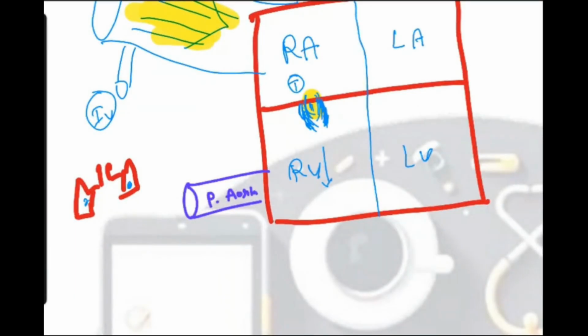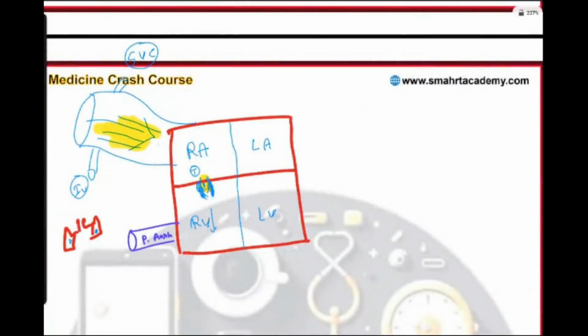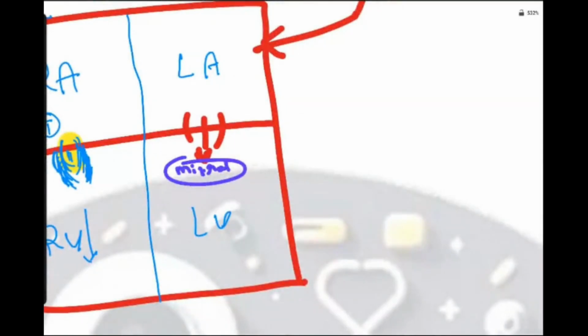This oxygenated red blood is pumped back from the lungs by four pulmonary veins to the left atrium. From the left atrium, the blood moves to the left ventricle. Which valve? Mitral valve, or bicuspid valve. The blood passes through the mitral valve and goes into the left ventricle.